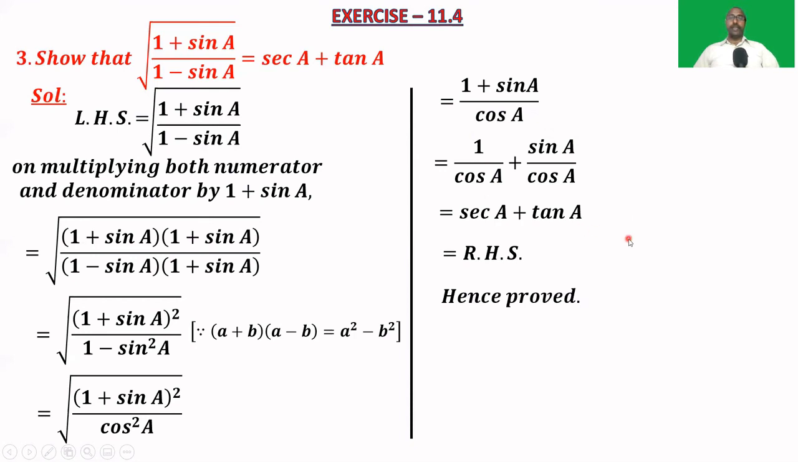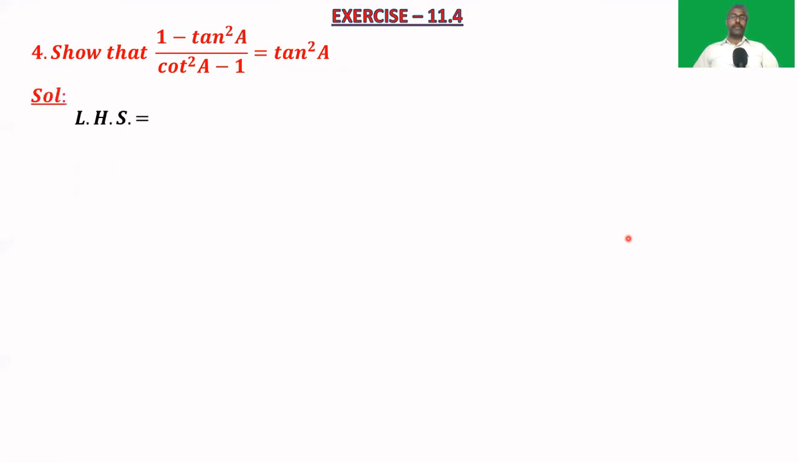Okay, students. Let's start the fourth problem. Show that (1 minus tan square A) by (cot square A minus 1) is equal to tan square A. So take LHS: 1 minus tan square A by cot square A minus 1.